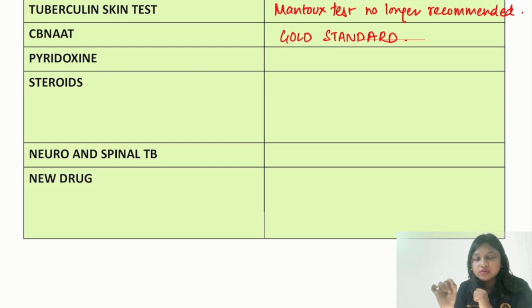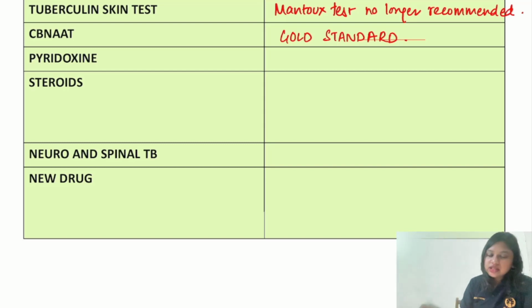If it is negative, then again we can do repeat testing. And if the repeat testing is also negative and we have a strong suspicion, it's a clinically confirmed probable TB. If it is positive, it's a microbiologically confirmed tuberculosis case. From CBNAAT we can also find out the resistance to rifampicin. So it's a first line probe assay which tells me whether it's resistant to first line drugs, rifampicin resistant or not. Pyridoxine is given in all tuberculosis patients along with INH, to prevent peripheral neuropathy.